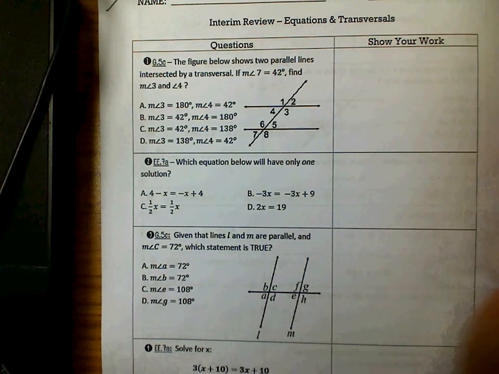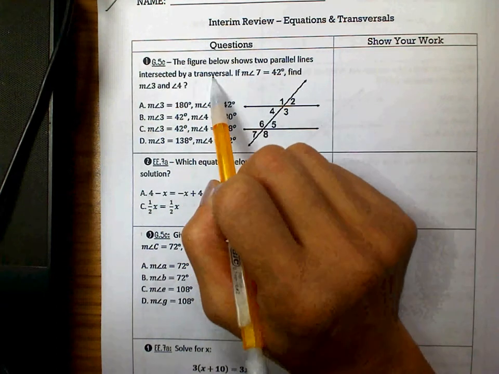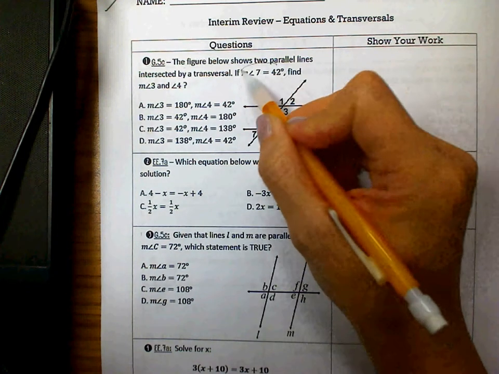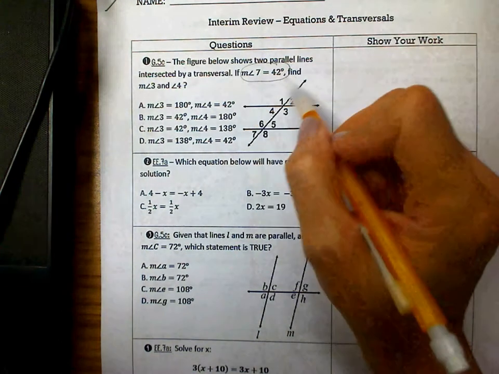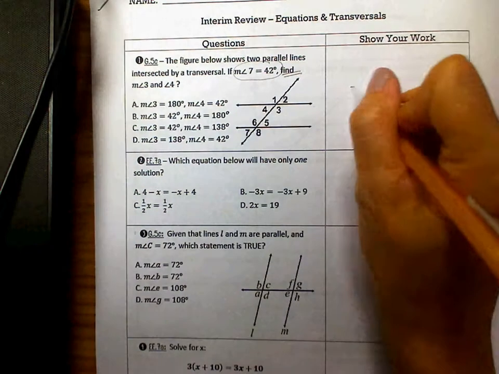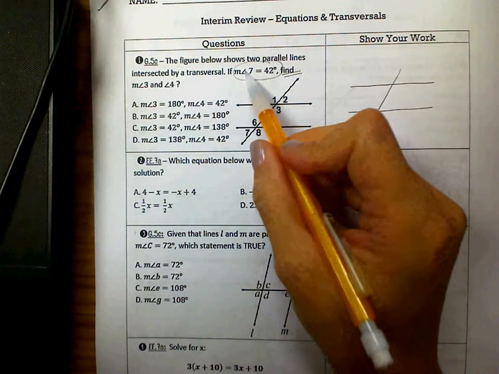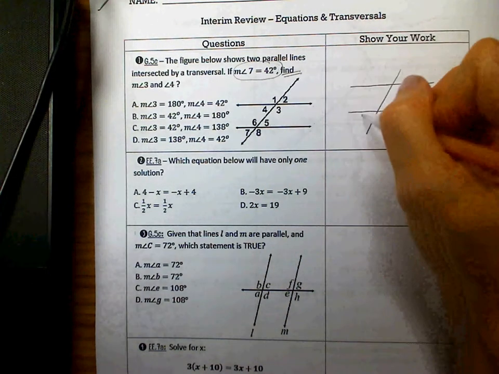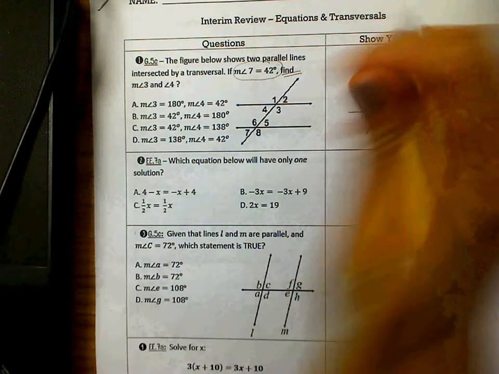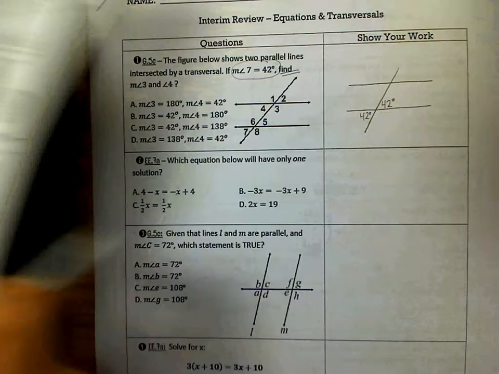So number one, the figure below shows two parallel lines intersected by a transversal. You can see these are the two parallel lines. If the measure of angle 7 is 42 degrees, find the measure of angle 3 and angle 4. I'm going to show my work, and since they already tell me that angle 7 is 42, then remember what we said in class, this is a vertical angle, which is also 42. Vertical angles are equal, they're congruent. So we're going to use that to our advantage.